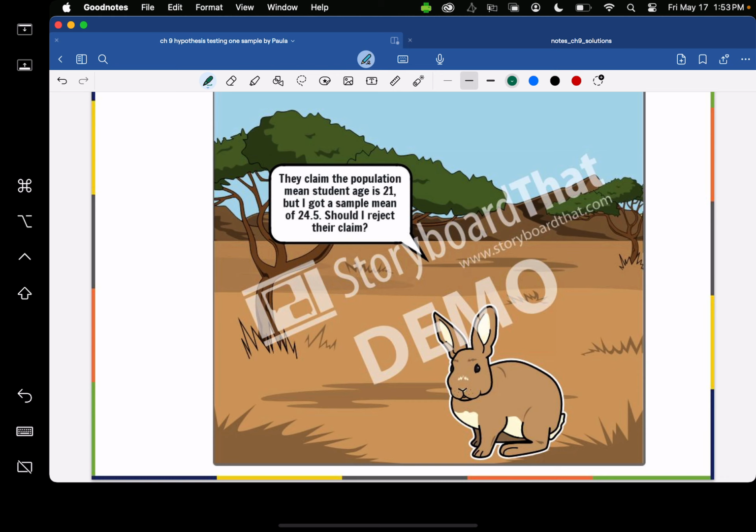If you got a sample mean student age of 22, you might say, well, that's just a little bit of variability in sampling. No big deal. I still believe their hypothesis that the mean student age is 21. But the higher your sample mean is, at some point, you're just gonna say, I don't believe you. And that's really what this chapter is about. What is the threshold where we decide, you know what, I don't believe your hypothesis anymore? And we have a very mathematical way to do that.